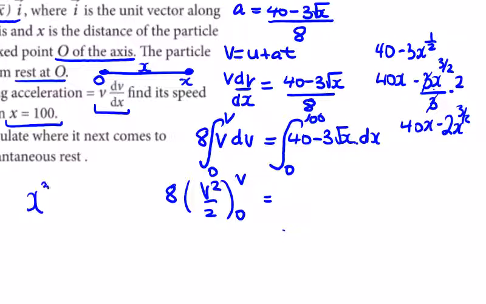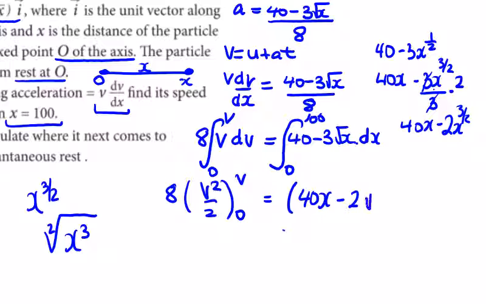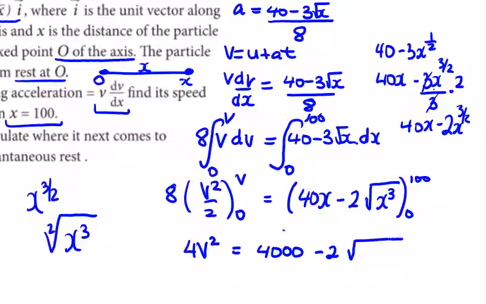and x to the power of 3 over 2 is the square root of x cubed. The 2 is in there, so that's the 3 over 2. So we integrate this, we're going to get 40x minus 2 times the square root of x cubed between 0 and 100. So 0 won't give a value, so over this side we're going to get 8v squared over 2, so 4v squared equals, the 0 won't give me a value, 40 times 100 is 4000, minus twice the square root of 100 cubed, which is 1 followed by 6 zeros.